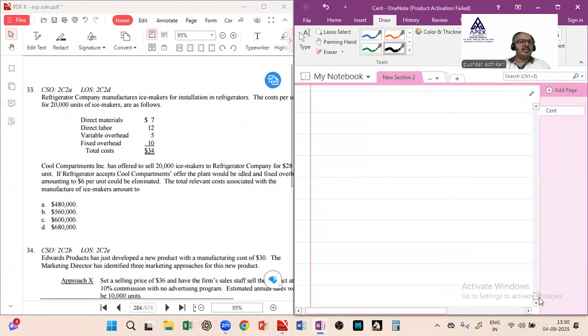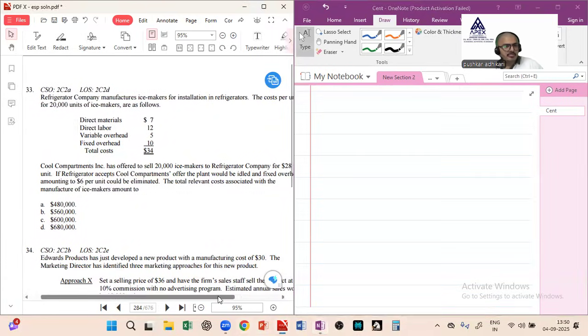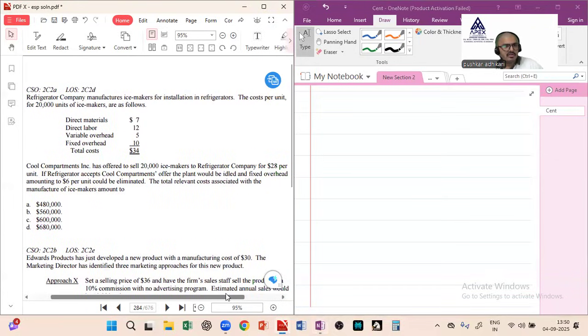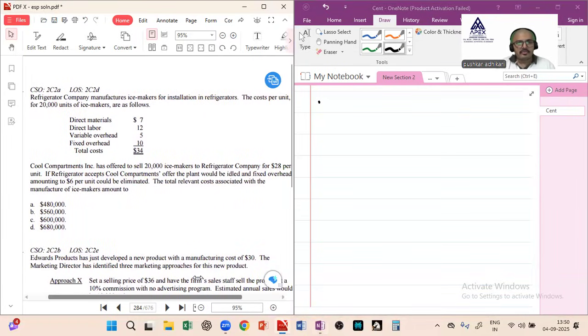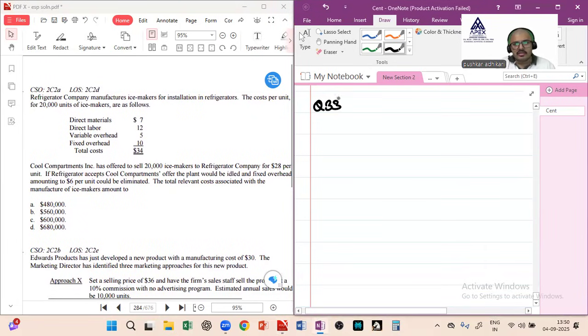Let's pay attention. The refrigerator company is manufacturing ice makers for installation in its refrigerators. The cost per unit for 20,000 units of these particular ice makers is given to you. Direct material is a variable cost. It is relevant. This is question number 33. So here direct material, it is a variable cost. It is relevant. It is $7.